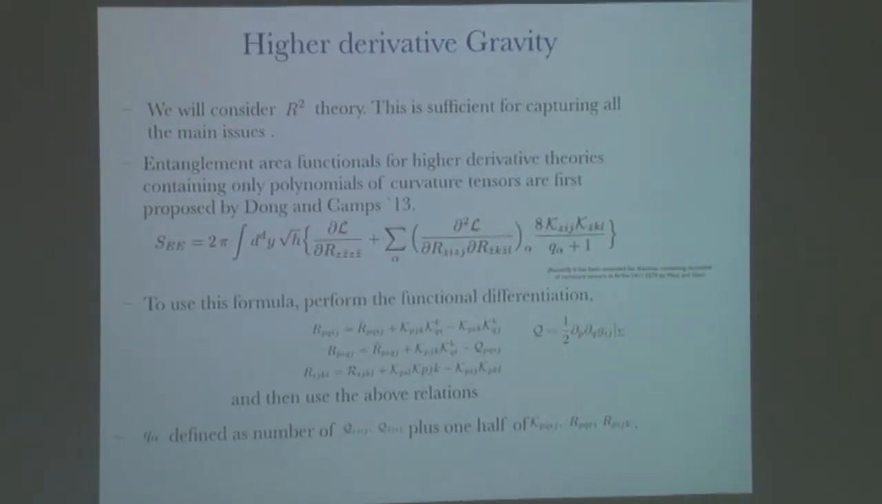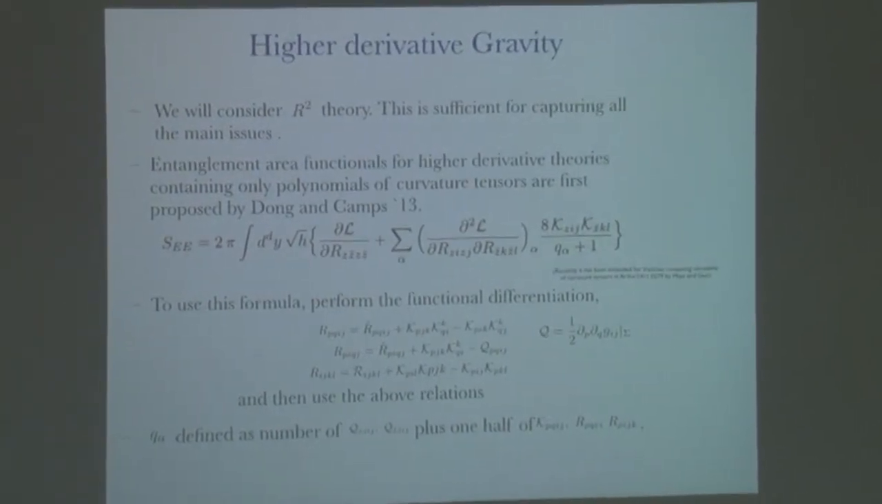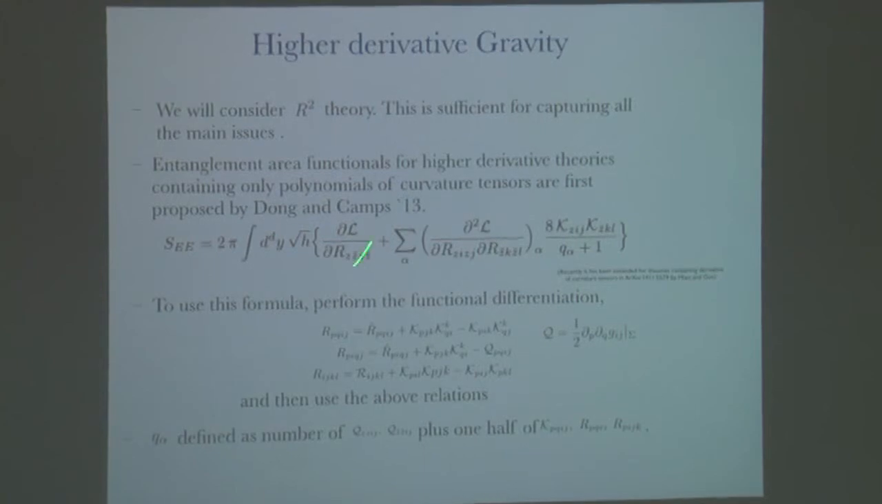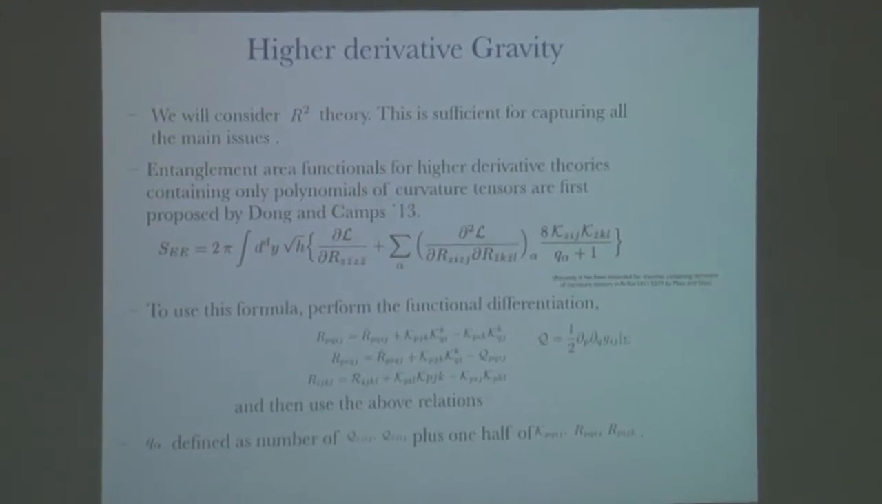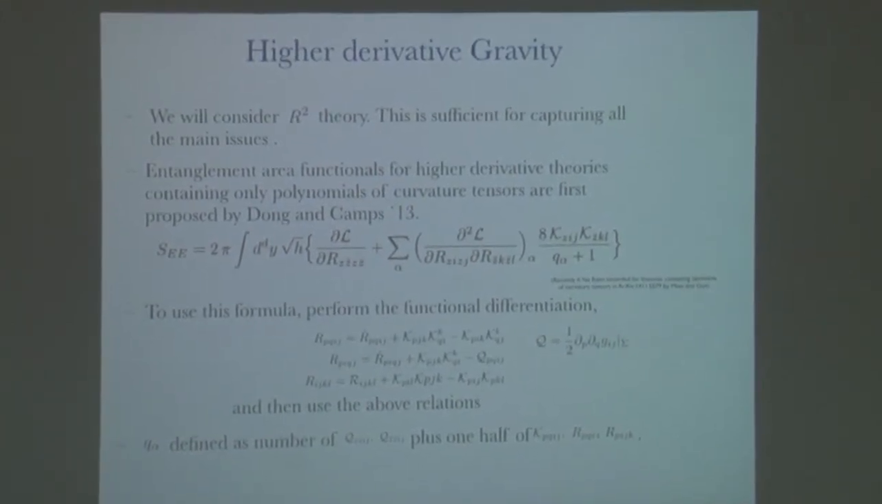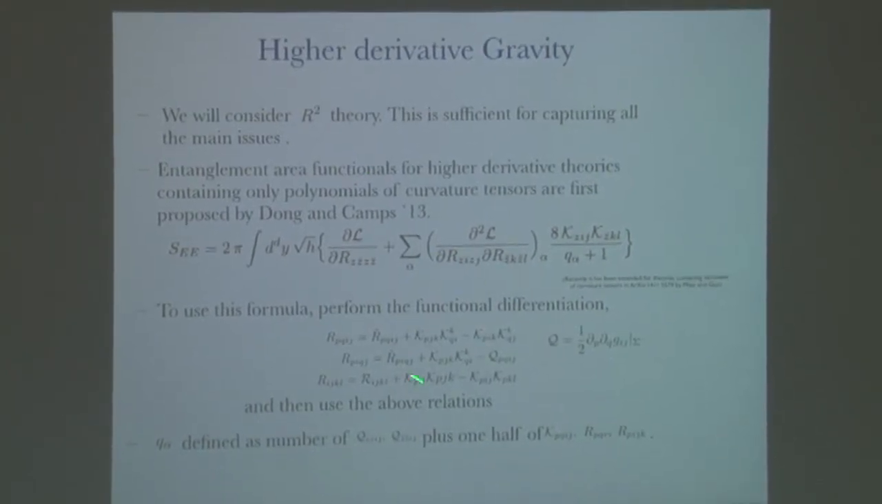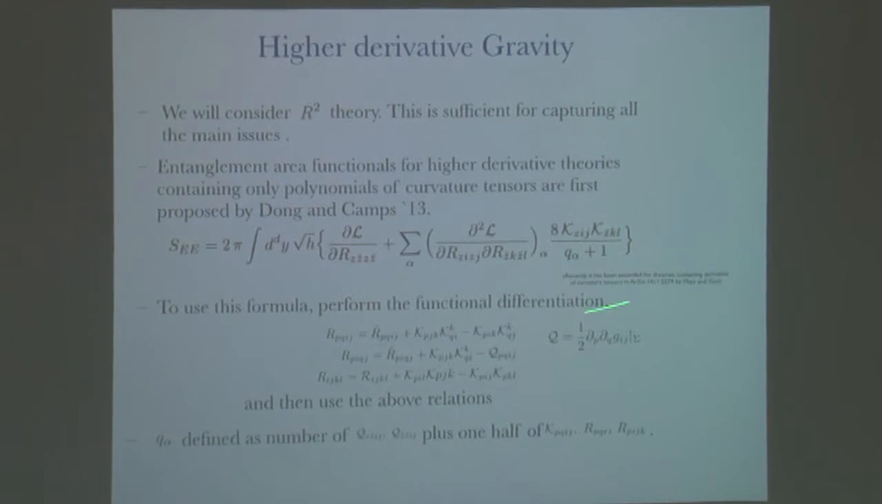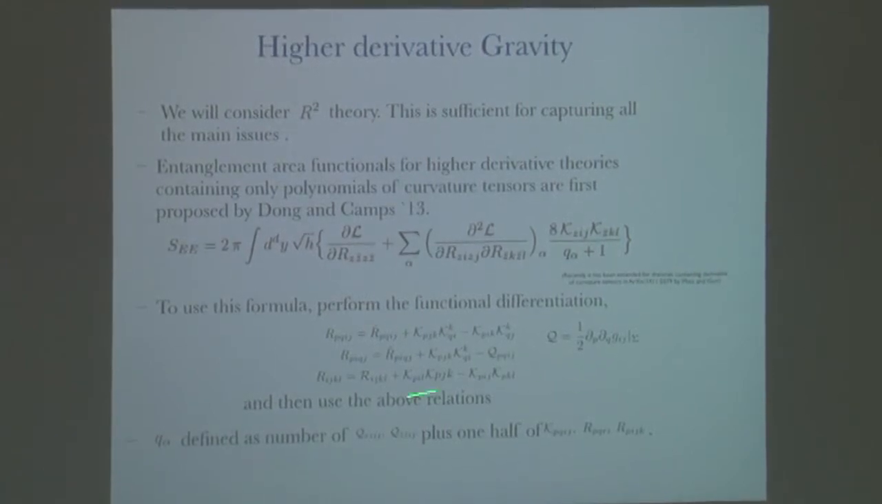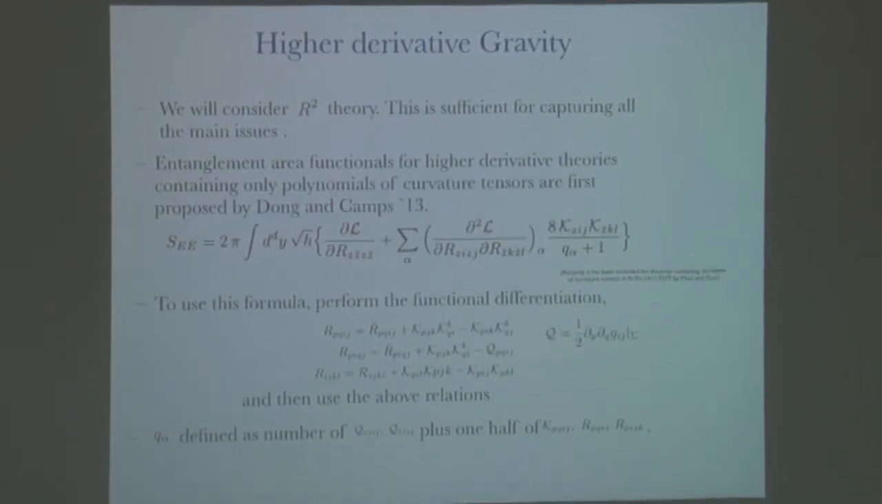Then to make this functional work, one has to perform this functional differentiation, which is easy if you have a computer. You can also do it by hand, and the resulting thing we can rewrite in terms of surface quantities by using various relations. At this point these details are not important, but just to get a flavor of how this area functional works.